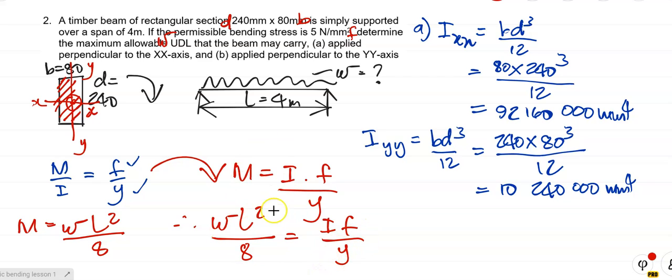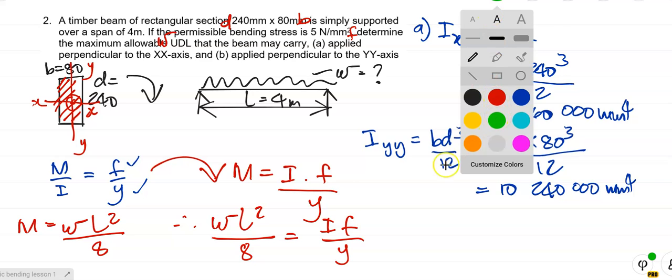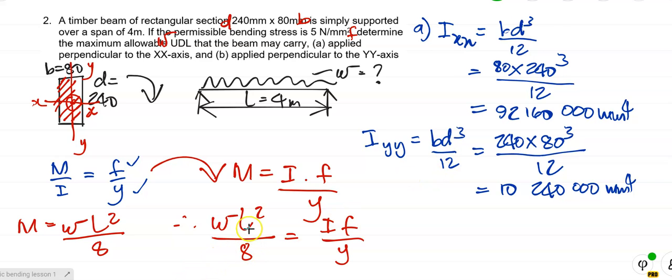So let's look at this formula here. Do I know L? L is equal to 4,000 millimeters. Do I know I? Yes. For number A, IXX, I got it, so I know that over there. And F is given. And Y is D over 2. So that means I know all the variables. If I make W the subject of the formula there, I can work out W for number A and work out W for number B, and it's job done.